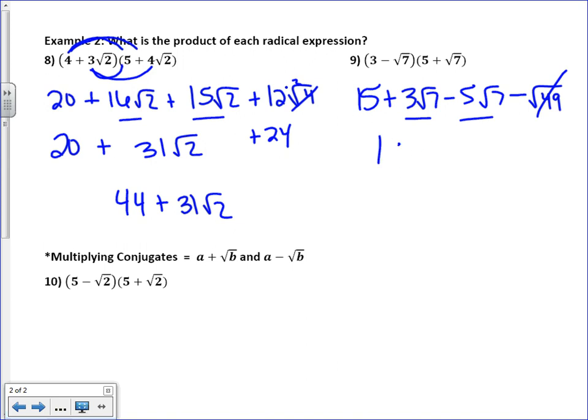So we end up with 15 minus 2 square roots of 7 minus the square root of 49, which is 7. So our 15 and our negative 7 combine to make 8 minus 2 square roots of 7.